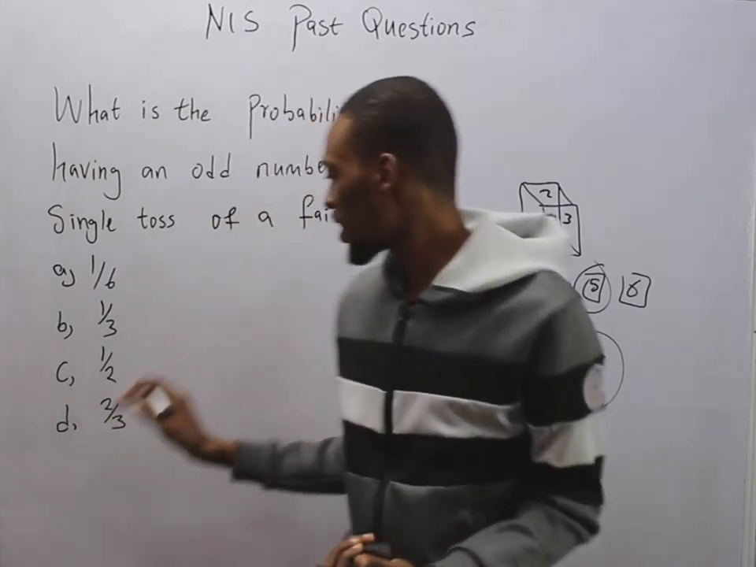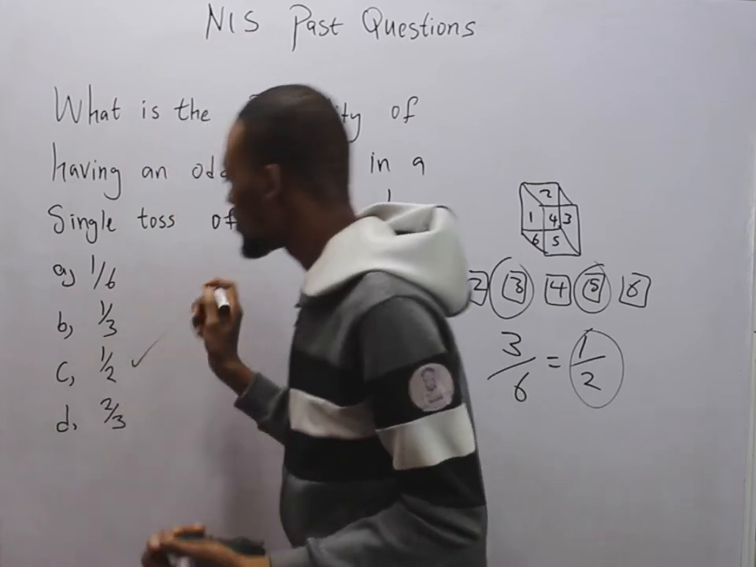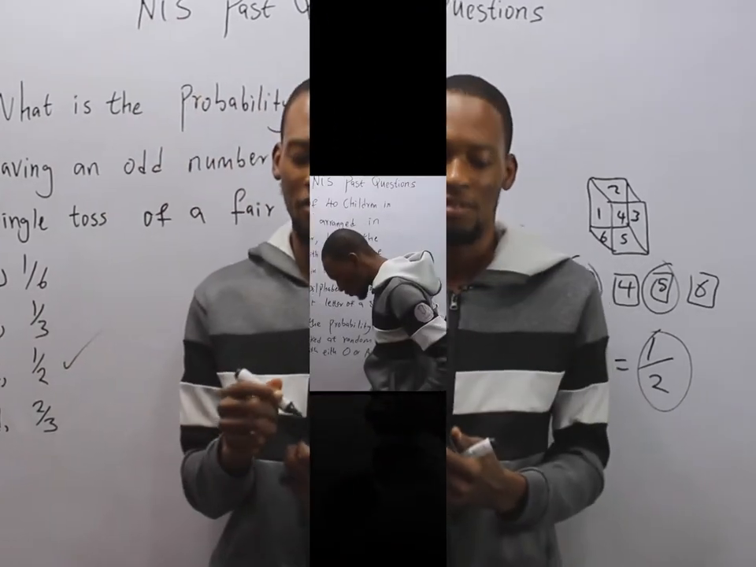In this case, we don't have 3 over 6 in the options. We have 1 over 2. So that makes option C correct. So let's look at the next question.